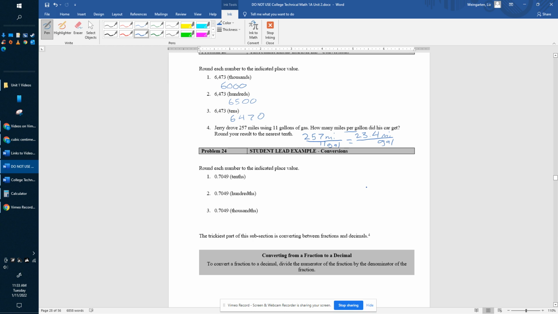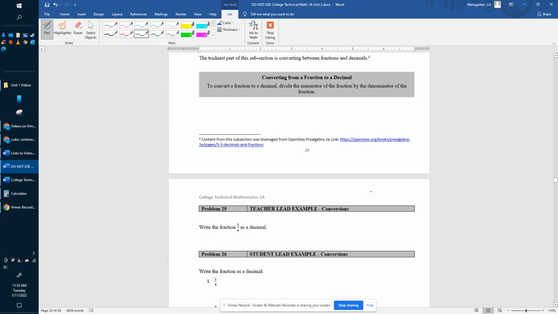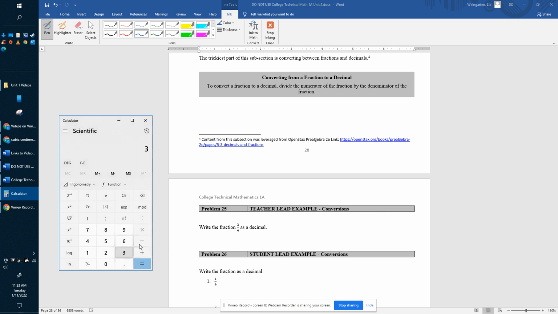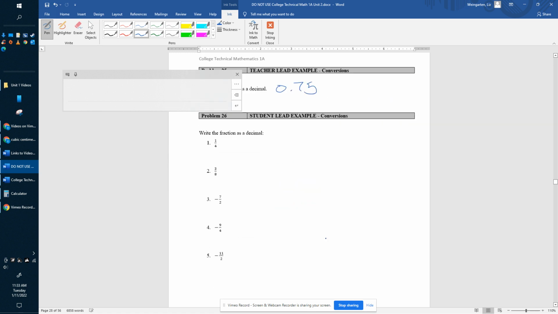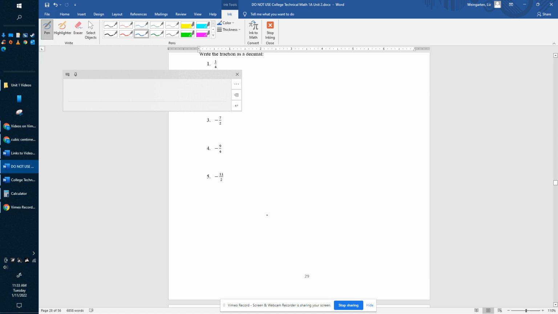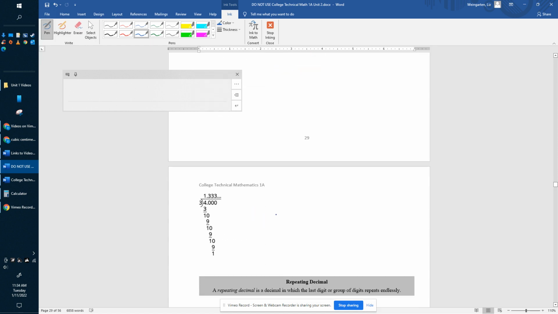Here are some examples for you to work on your own. But we're going to continue on and talk about converting from a fraction to a decimal. These ones are nice and easy. All you have to do is grab your calculator, take the numerator, hit divide, enter the denominator, and there's your answer. So 3/4 as a decimal is 0.75. You can work on problem 26 on your own. Remember to keep note of those negative numbers.